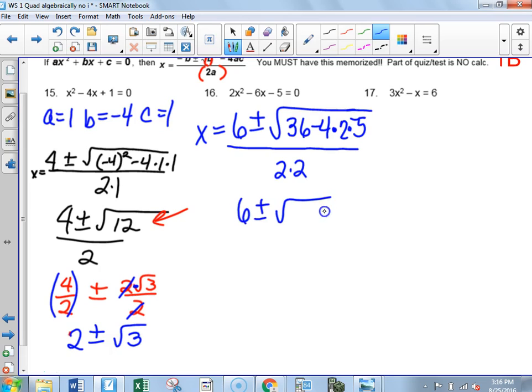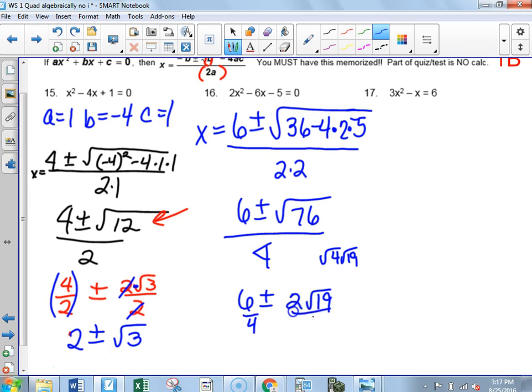6 plus or minus the square root of, let's see, that's 76, over 4. Okay, 76 actually reduces. It's the square root of 4 times the square root of 19, is that right? So I end up with 6 plus or minus 2 square roots of 19 all over 4. But is it going to reduce? So I'm going to go ahead and write it over 4 here and over 4 here. You don't have to do it that way.